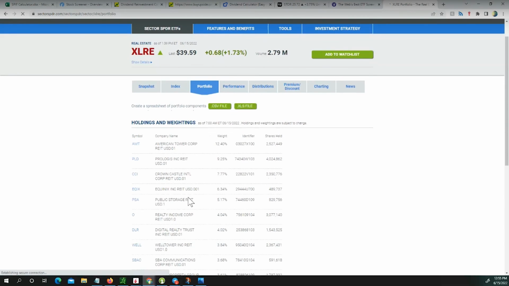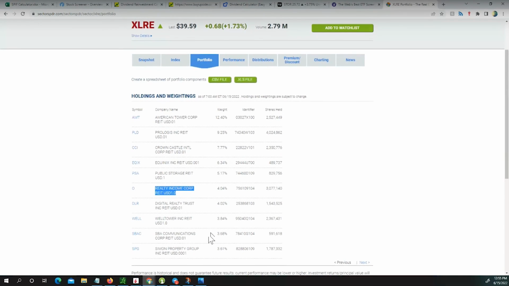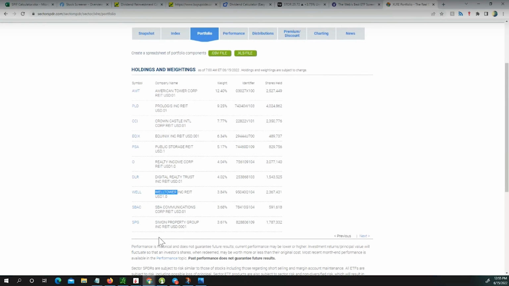Next to that is Public Storage. I know of them, they do really good. Realty Income Corporation. This is good if you're looking for income. They really do a good job income-wise. So as you can see here, even this Simon Property Group, very good. Welltower, very good. So they invest in the top performing real estate related companies.